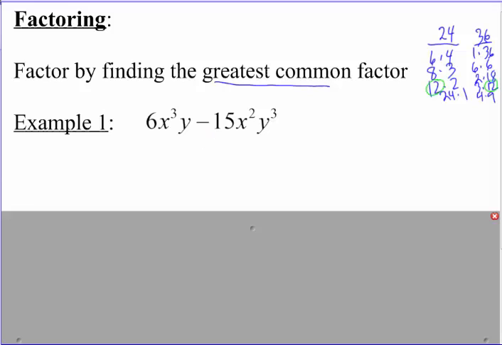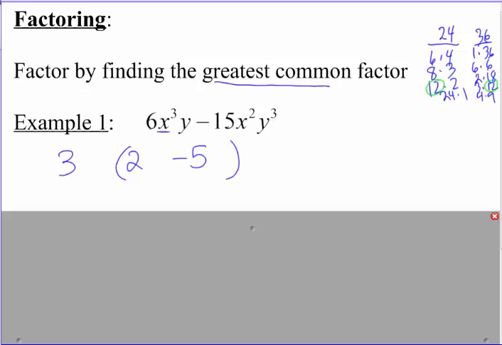So let's look at the numbers first. What do the numbers have in common? Their greatest common factor. A 3. Okay, I can divide that by 3. I can divide that by 3. So 3 is what they have in common. So that goes on the outside. If I take the 3 out, what's left? 2. If I take the 3 out, what's left? 5. Okay, so I just did the numbers first. I usually don't do that, but just for this first time.